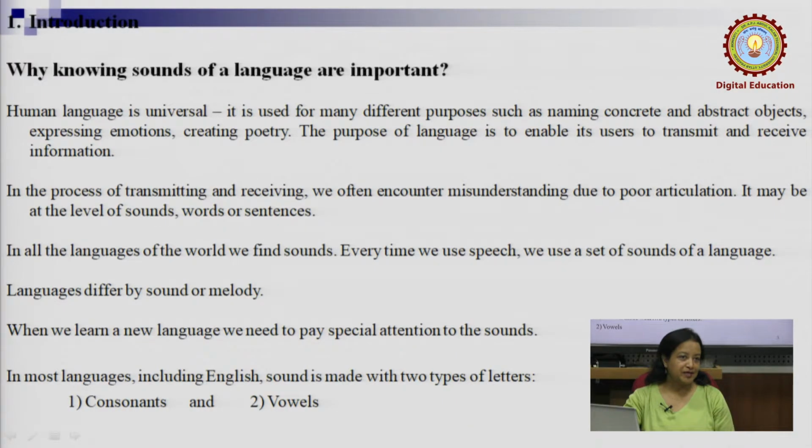When we were young, we learned the sounds of our language automatically from our parents and environment. But when we learned a new language, we needed to pay special attention to the sounds. In most languages, including English, sound is made with two types of letters, that are consonants and vowels. The consonants are similar in many languages, but vowel sounds may be different from language to language.